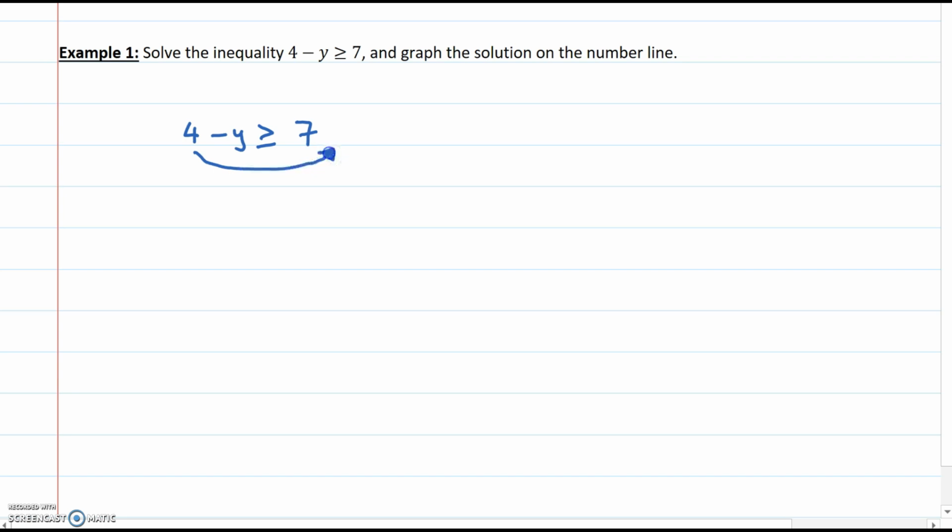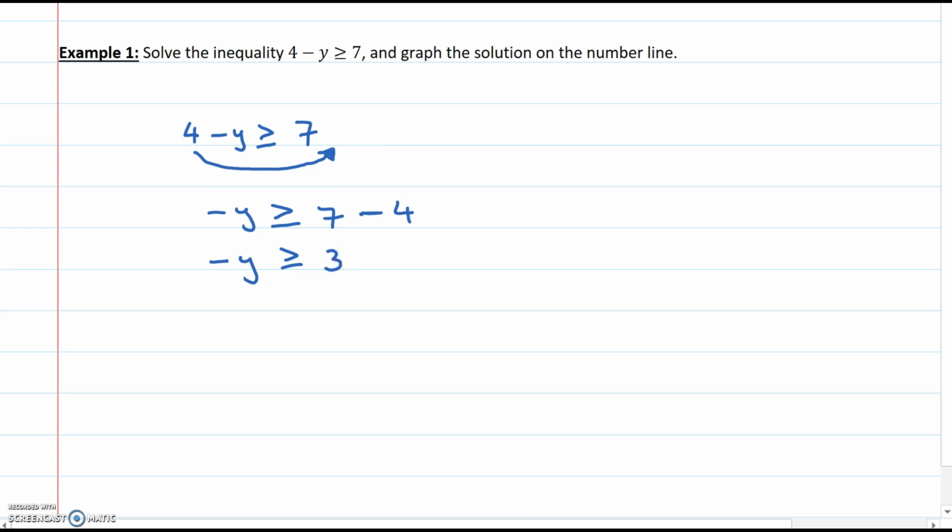Okay? And when we move the 4 across, we're going to have minus y is greater than or equal to 7. And remember, since the 4 is changing sides, it's gone across the inequality, just like an equal sign. So if it goes across, it changes sign, and it becomes minus 4. So let's tidy up the right hand side. That gives us negative y is greater than or equal to 7 minus 4 is 3.